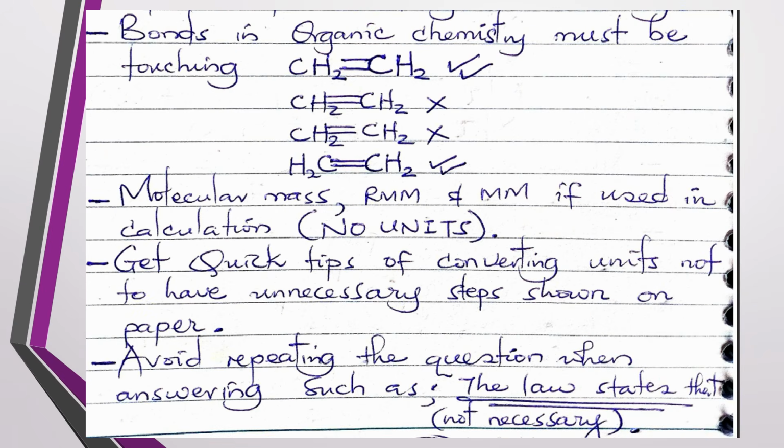Now another point of concern is going to be about the bonds that we present when we're dealing with organic chemistry. With organic chemistry, we told you that the bonds must be very close to the elements. When you're drawing shapes and structures, the bonds must be touching or very close to the elements. So the correct way is this one. You make sure that the bonds are either touching or very close without a noticeable distance between the different elements. If you look at this, we're having a space here. That's why this one is wrong.